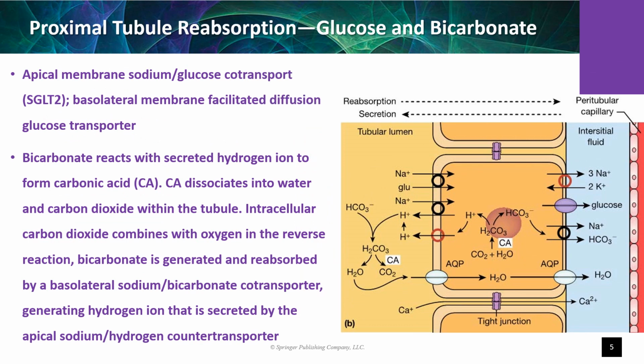The proximal tubule bicarbonate reabsorption is coupled to the hydrogen ion secretion and is made possible by the enzyme carbonic anhydrase. Carbonic anhydrase catalyzes the interconversions of carbon dioxide and water with the dissociated ions of carbonic acid.